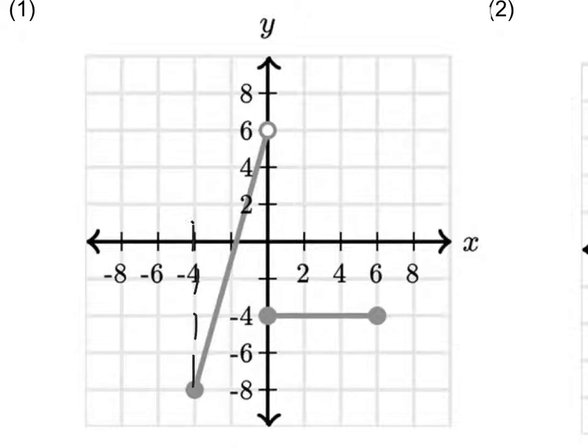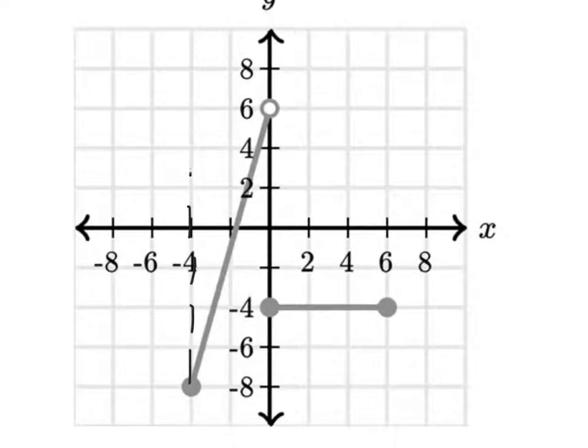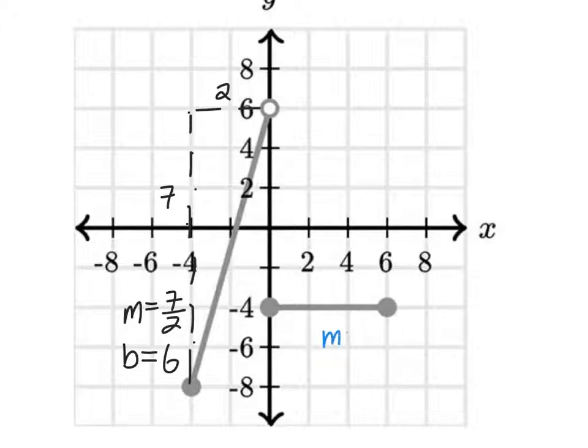Now, if the scales are different, you may want to go by points. But in this case, the scales are the same, so you're fine. 1, 2, 3, 4, 5, 6, 7 up, 2 over. So the slope is 7/2. The y-intercept? 6. All right, now for the other piece, slope?